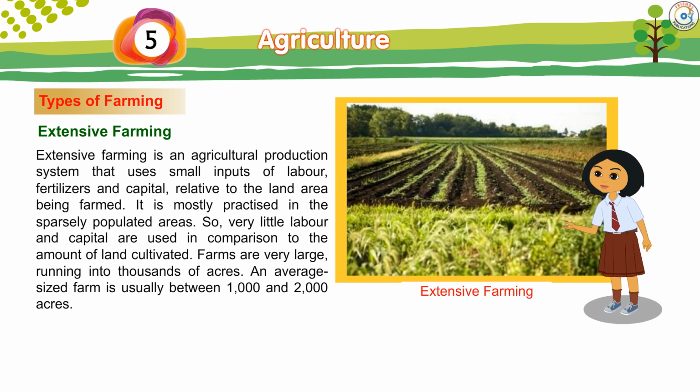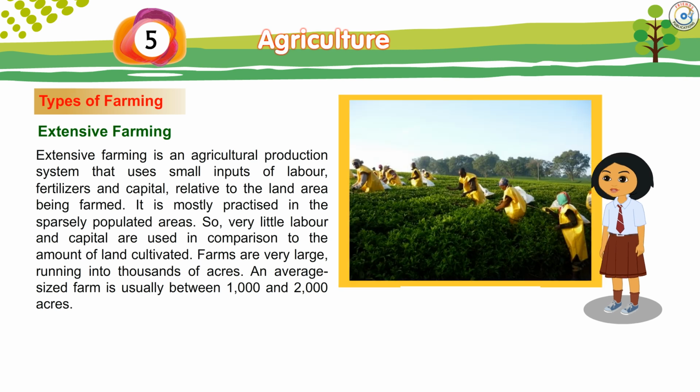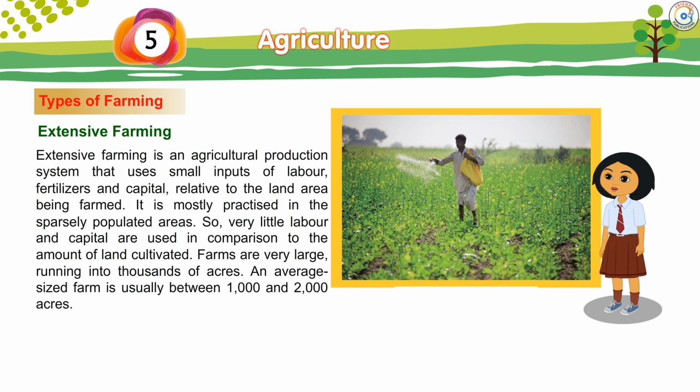Extensive farming. Extensive farming is an agricultural production system that uses small inputs of labor, fertilizers, and capital relative to the land area being farmed. It is mostly practiced in sparsely populated areas. So, very little labor and capital are used in comparison to the amount of land cultivated.